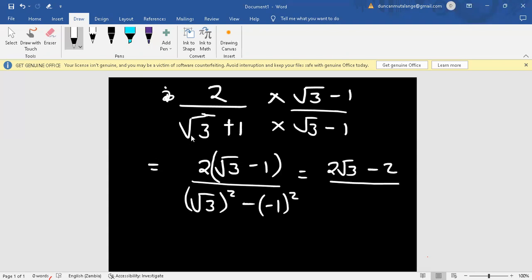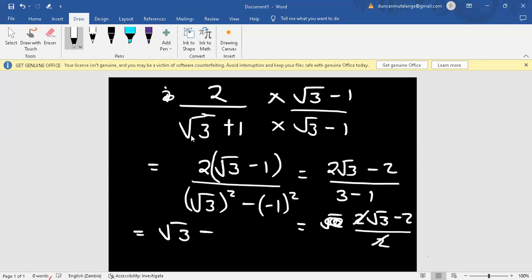Then here we're just going to have 3 minus 1, which is just going to give me 2. So this is 2 root of 3 minus 2 divided by 2, isn't it? Then you can see these two, and these two can cancel. So therefore, final answer is just going to be root of 3 minus 2. Then you would have rationalized or simplified.